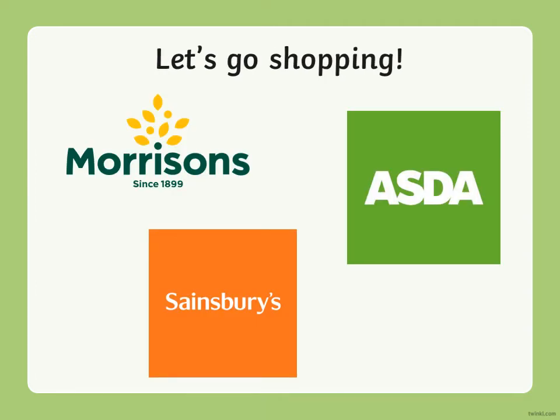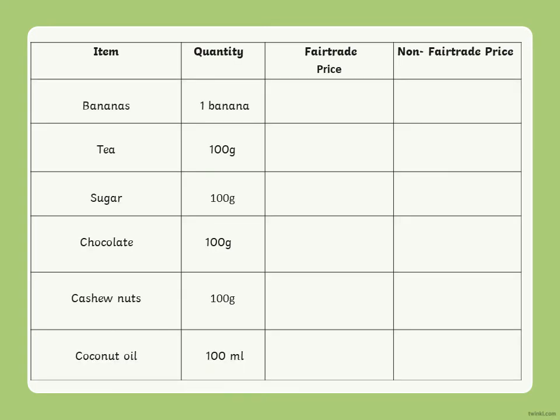Let's go shopping then. That is virtual shopping. We are going to go to Morrison's, Asda and Sainsbury's today. So, your grown-ups might do their food shopping here. They might go to Lidl or Aldi as well. But because we are looking at supermarkets online, I'm going to stick with these 3 supermarkets today. Let's have a look at what your task is for today then.